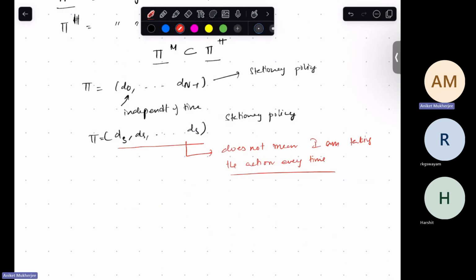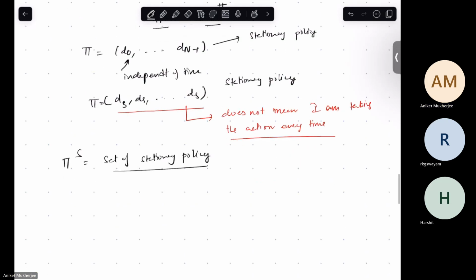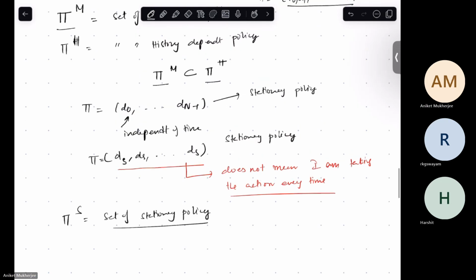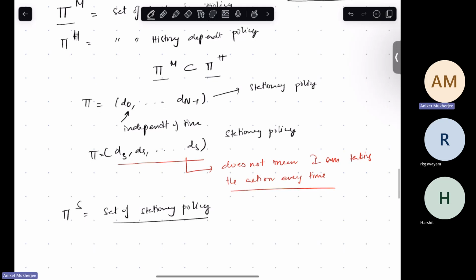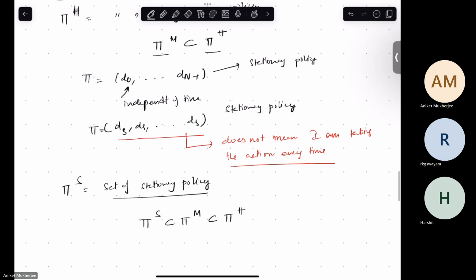And similarly, I'll denote Π_S as the set of stationary policies. Okay, so I think this is not obvious, but I hope you see that your stationary policy is a special class of Markovian policy, which is a special class of history dependent policy, Π_S, Π_H. I hope this makes sense.